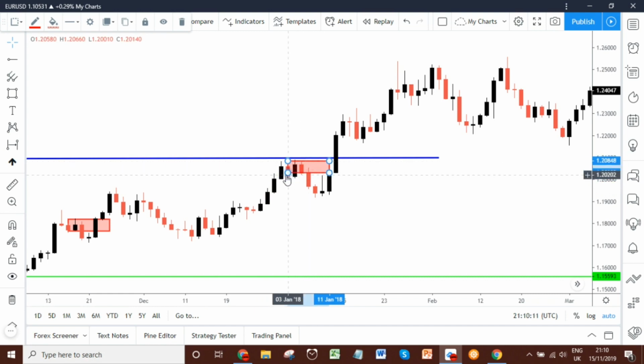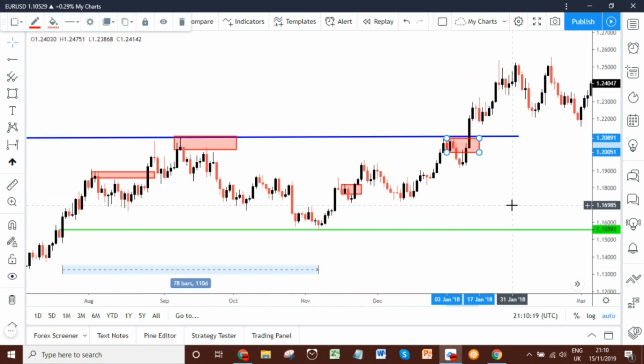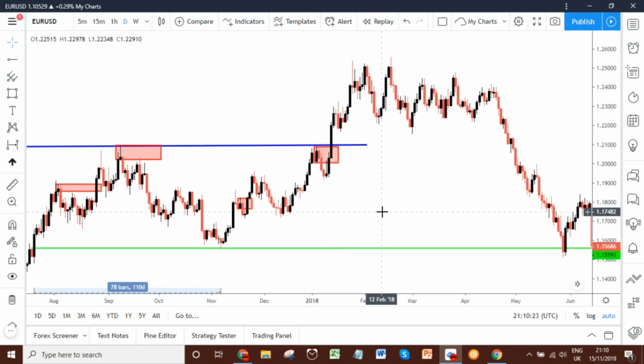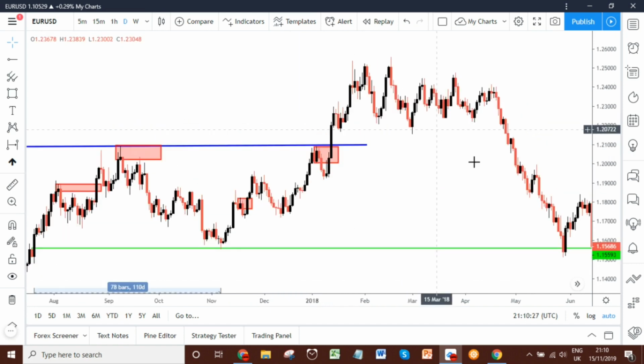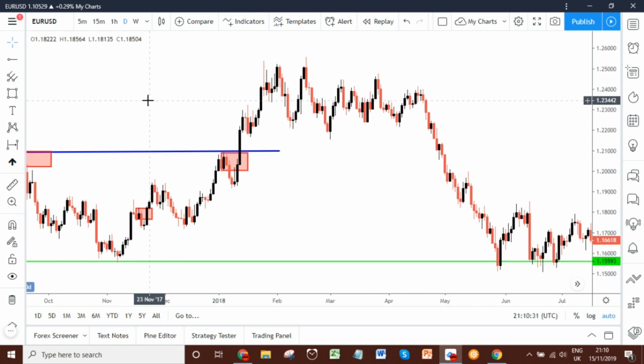Potentially another area here. Again, the market moves straight through it because clearly the banks and institutions are on a big buy here. So now we've broken this previous high, right? And now we're at a new high.